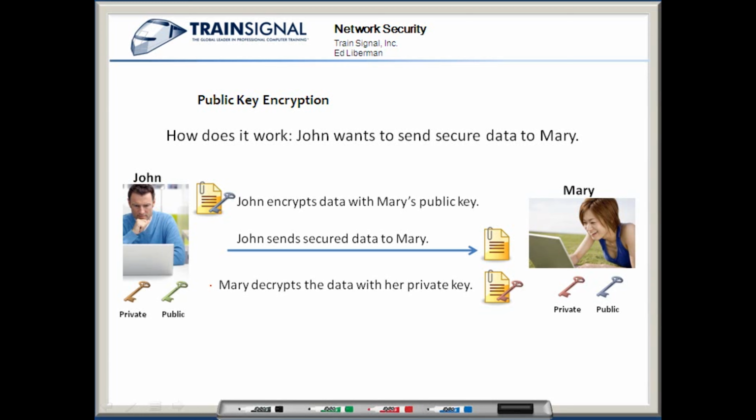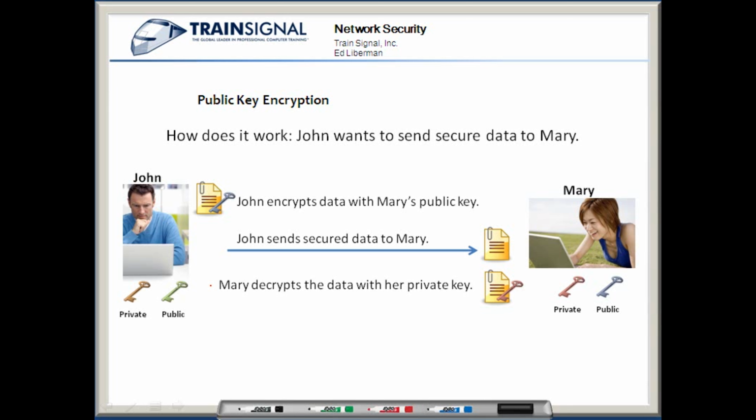And who has access to Mary's private key? Only Mary. And that's how we consider that this data was sent securely, is because the only person that had access to be able to decrypt the data was Mary.